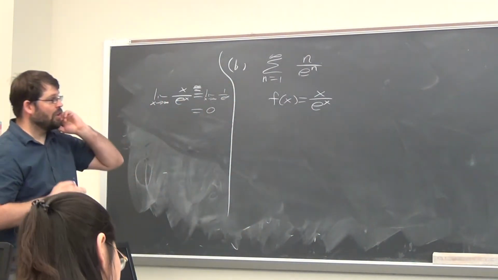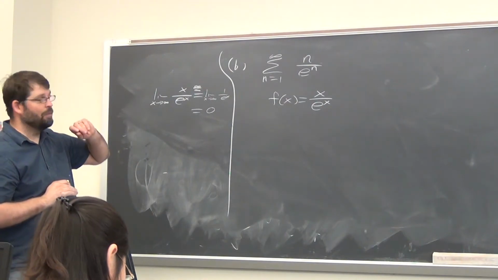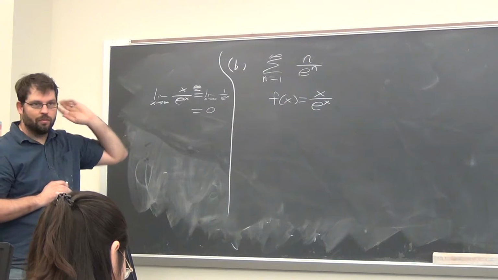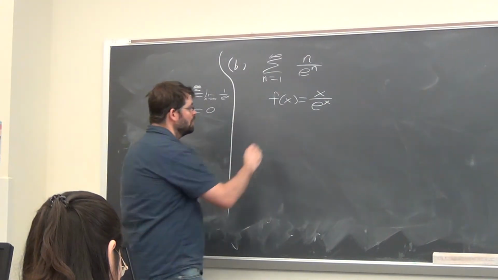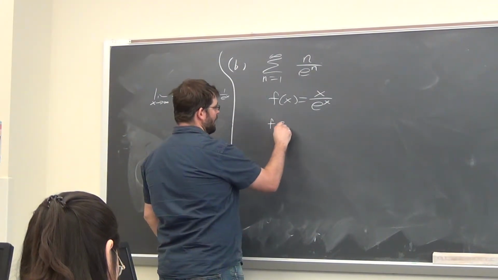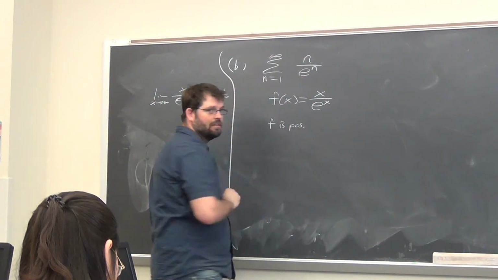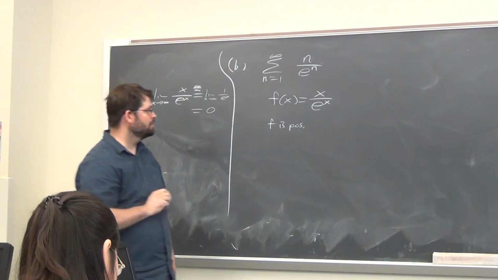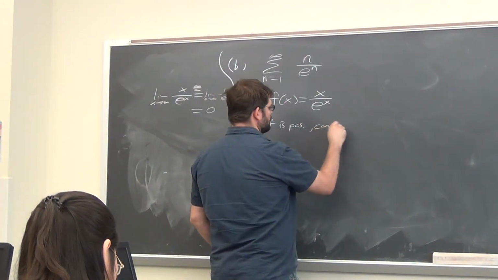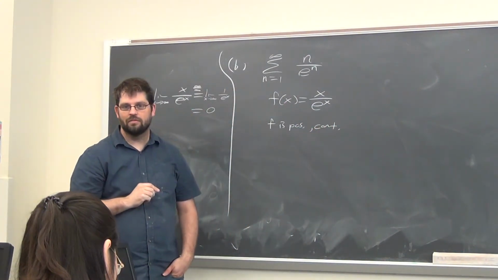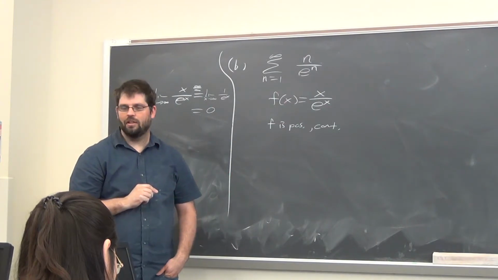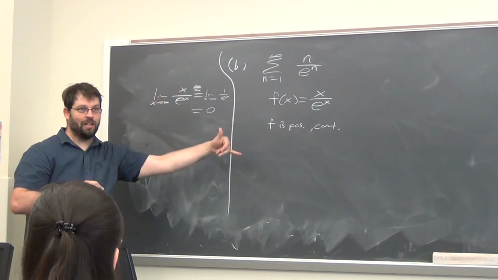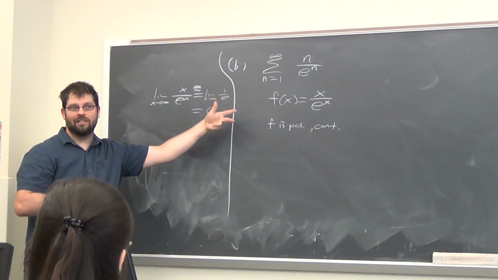so now we want to use our theorem. What are the things we need to be true to use the integral test? The function has to be positive. Is this positive? Okay, f is positive. Is it continuous? Yeah. Is it decreasing? Well, probably, because it goes to 0 and it's positive, right? But we don't know that. It's not obvious that it's decreasing.